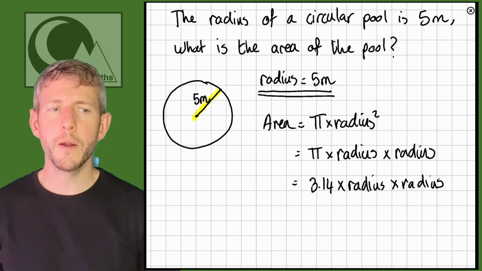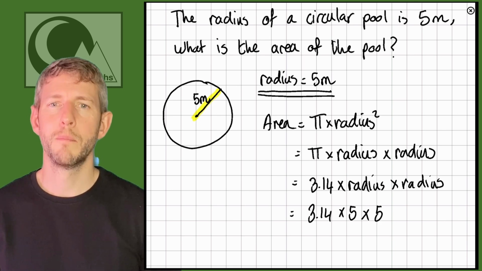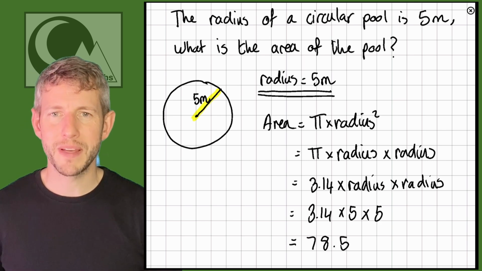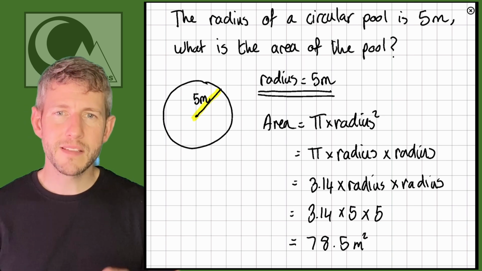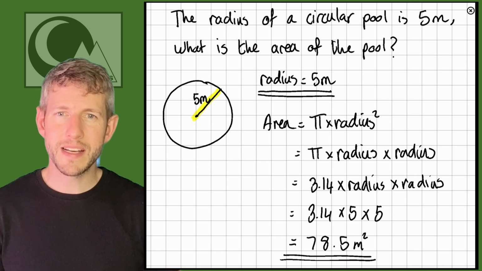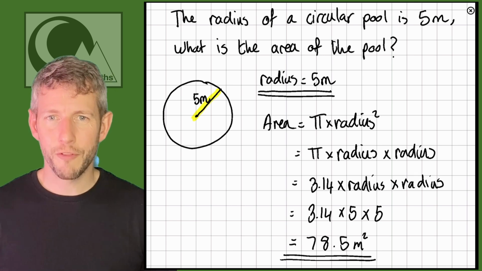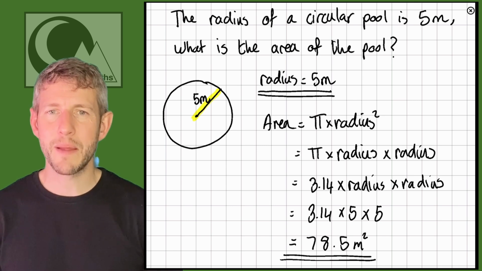So here we go. 3.14 multiplied by 5 multiplied by 5 gives us 78.5 meters squared. Okay, so remember the units there. Meters squared because it is an area, and the formula has the squared in it. Pi r squared, meters squared. Okay, and that's our formula for the area of a circle, and that's our answer for this question, 78.5 meters squared.